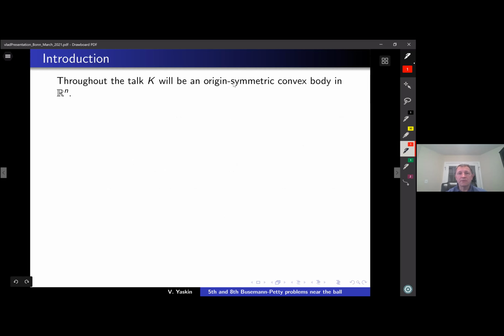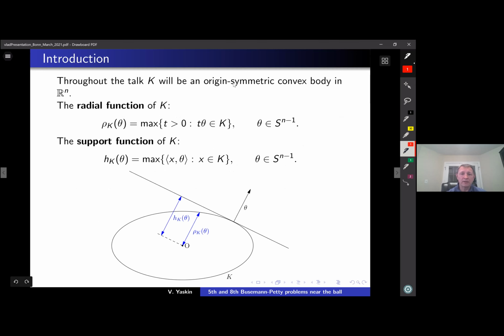Throughout this talk, K will be an origin symmetric convex body in Rn. Let's recall some basic definitions. The radial function is defined as follows. You have a direction theta on the sphere, and then rho k of theta is just the distance from the origin to the boundary of K. And the support function is defined as follows. You have this theta, you have the supporting plane perpendicular to this direction, and then h k is just the distance from the origin to this supporting plane.